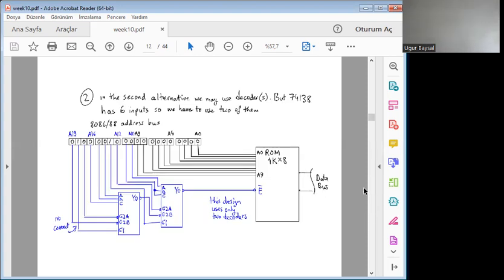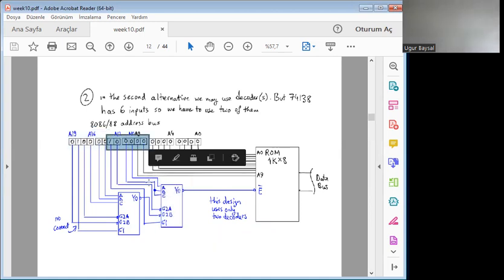Similarly, if we use two 74138 3-by-8 decoders, please study these connections carefully to understand the rationale. The first 6 bits control the first decoder, and this decoder enables low signal to enable the second decoder. So if the 6 bits are okay, then the second decoder will be enabled.